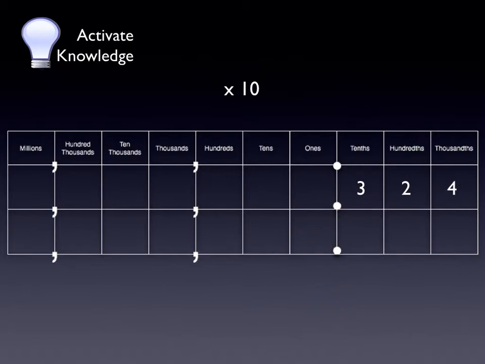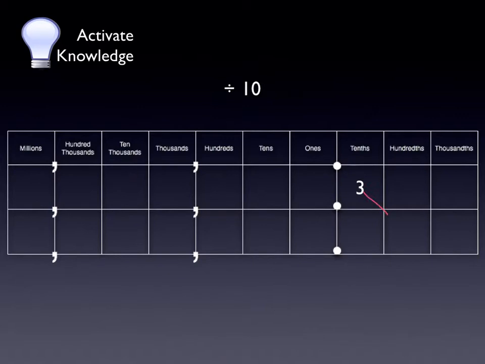324 times 10, or 324 thousandths, excuse me, times 10. I'm going to move all 3 digits one place value box to the left, and that number becomes 324 hundredths. And when I divide, I'm moving in my place value box to the right. So if I'm going to divide 2 by 10, move one place value box to the right, and that becomes 2/10.